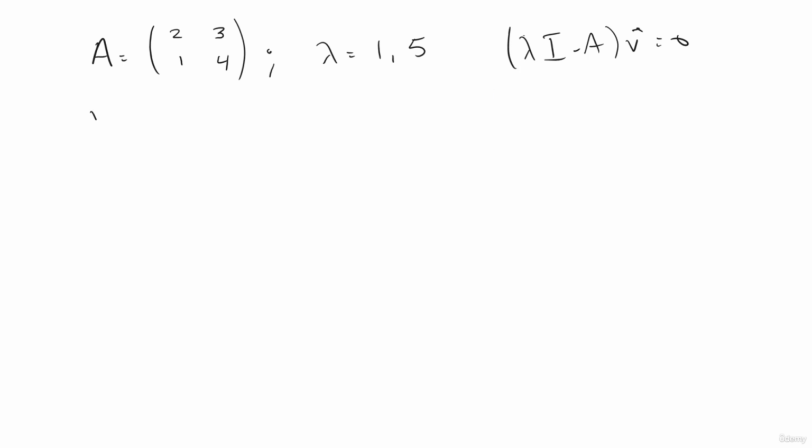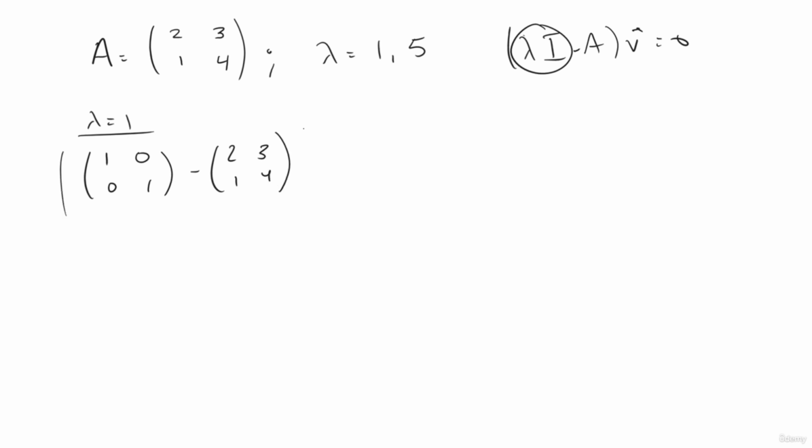So let's start with lambda is equal to 1. If we plug lambda is equal to 1 into here, when we multiply lambda, which is 1, times the identity matrix, it's just going to give you the identity matrix back. And so this is going to be this right here. And then we're going to subtract off A. All right.